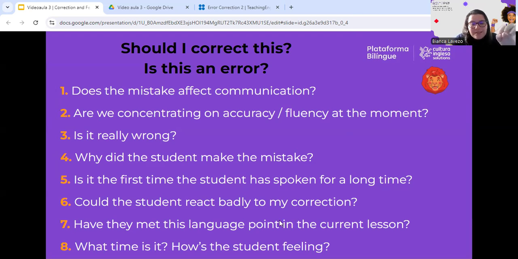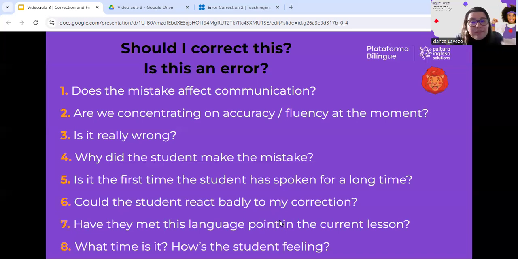And I love this question here. What time is it? And how's the student feeling? Let's suppose it's 7 in the morning. The student is super happy. They come to you, and this could be a child, a teenager, it doesn't matter. And they want to talk to you because they're happy to see you. And then they make a mistake. They say something like, "I go to my friend's house." Let's use the same example. And then immediately you correct them. It's 7 in the morning. You've just seen your student. Do you need to correct them at this point? Is the focus accuracy or fluency, right?